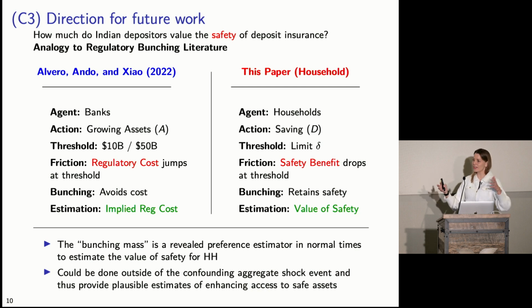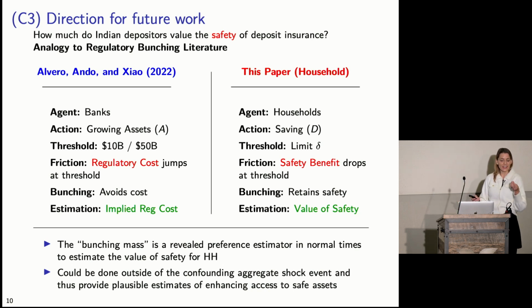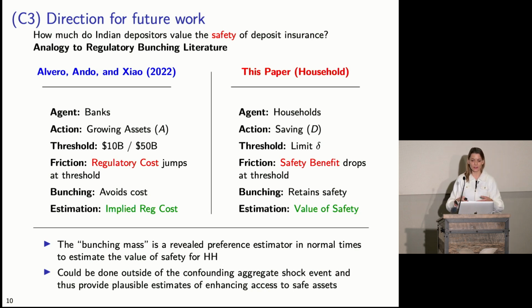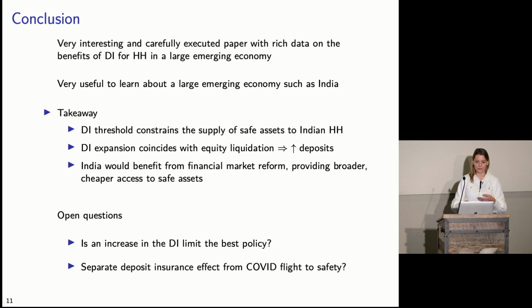Kai-Rong Shao has done this for regulatory costs. So banks bunch below regulatory limits on the asset side to avoid them, so you can back out the implied regulatory cost. Here in this paper, you can back out the implied value of safety. You could do this outside of the COVID pandemic because that would be just generally true. And then you could get an estimate of how important access to safe assets in India could be and evaluate other reforms from that.